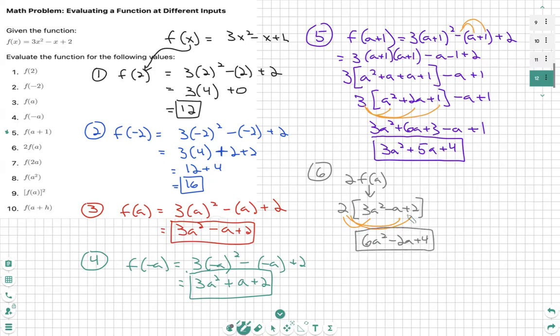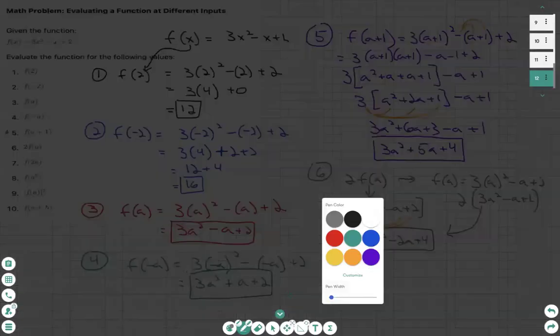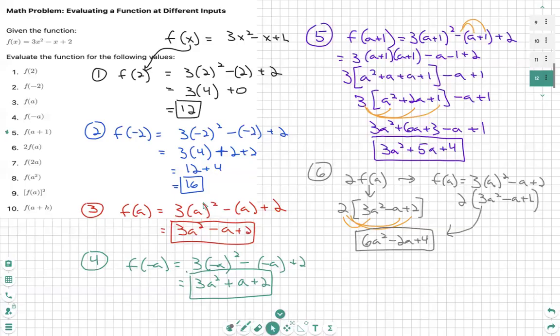Now, if you're a little confused about this step, I will write it out really fast. Remember what f of a is. F of a is just replacing my x with a, and it becomes 3a squared minus a plus 2. We have already solved for that, so I figured why not? At that point, we can put that in parentheses and put the 2 on the outside, and then we will get the same answer. So a little more confusing with that one, but still not too bad because it's pretty straightforward.